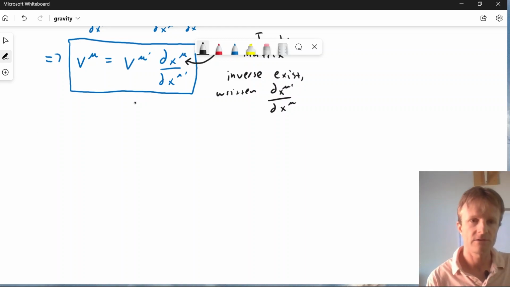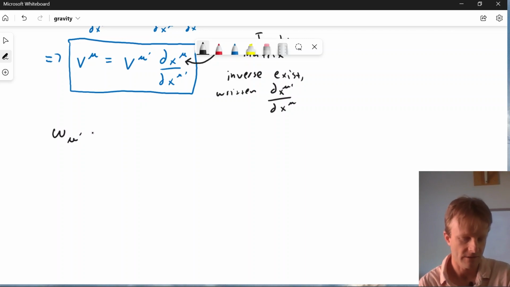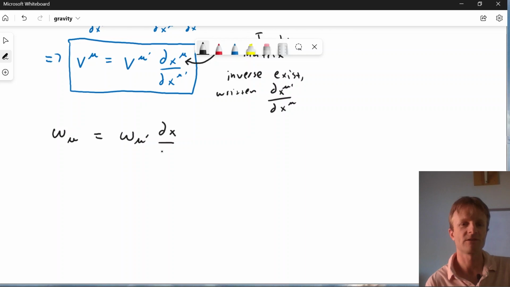So that was vectors, but you can guess what's going to happen. One forms will just transform the opposite way. Well, since I did the prime on the right, let's keep that. So we'll have omega mu prime, and then you just follow the notation. It's some kind of Jacobian matrix. And well, there's a prime down here, so we better put one up here. And then this unprimed mu in the bottom of the derivative counts as a lowered index, and it matches.